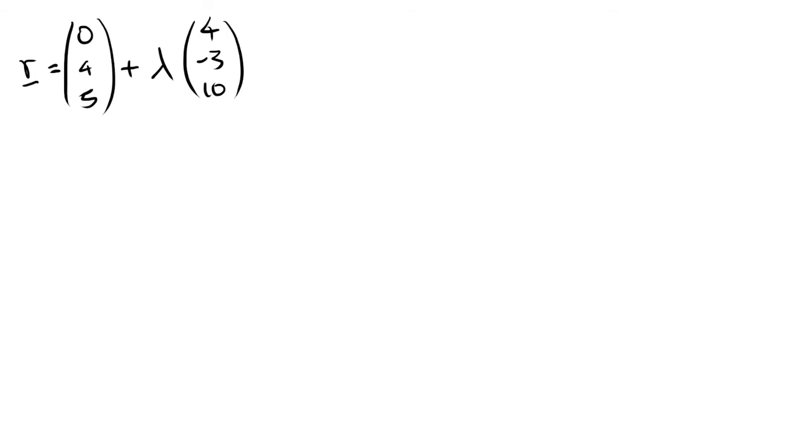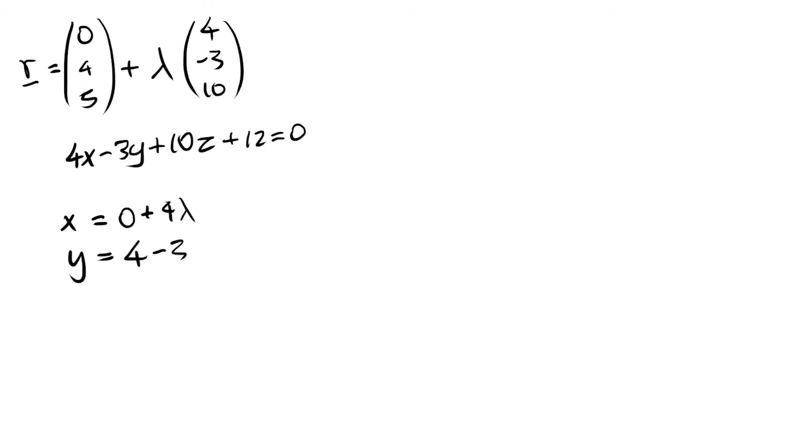Now we want to hence find the point of intersection of this with the plane. And the plane equation, as we have found previously, was 4x minus 3y plus 10z plus 12 equals 0. And so we can now find x, y, and z in terms of lambda. So let's have a look. For our x, it is just 0 plus 4 lambda. Y is 4 minus 3 lambda. And z is 5 plus 10 lambda. So literally just read it off row by row.